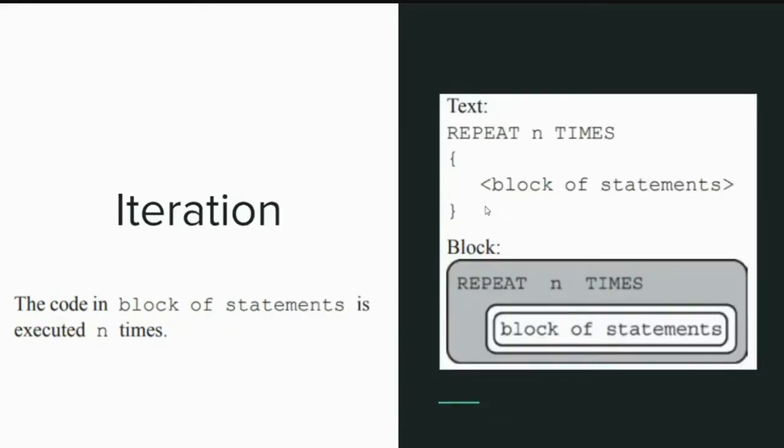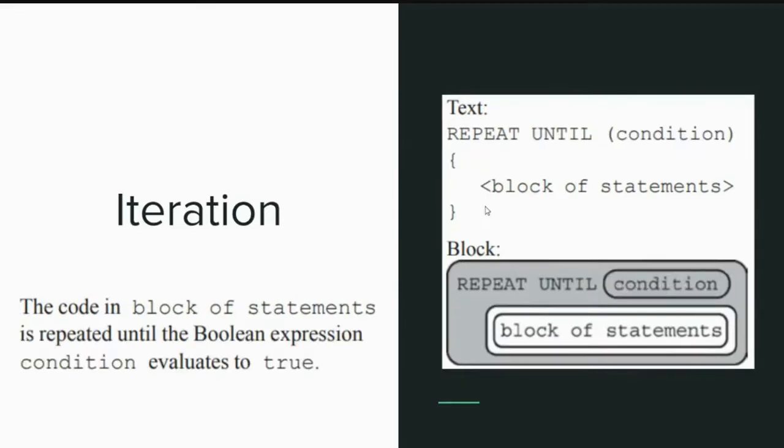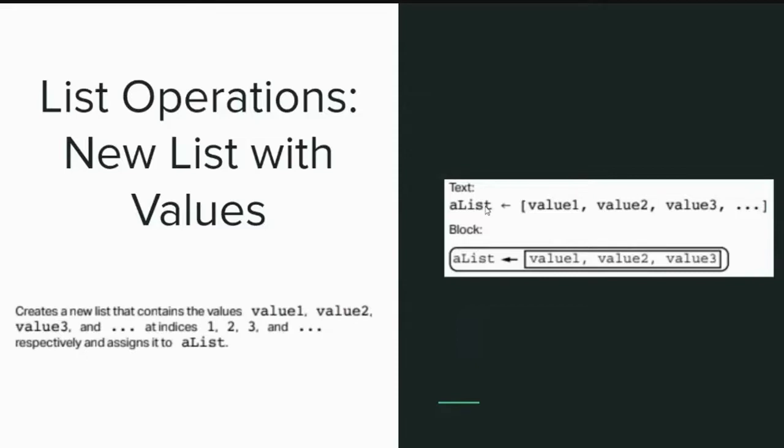Repeat n times: a blank number of statements. If there's something you want the computer to do 4 times, calculate 4 times in a row, you repeat 4 times, and then put in the statements that you want it to do. Repeat until: keep doing this block of statements until this condition is true. Once that's true, stop doing this block of statements. A list is where you create a list. So in my pseudocode, I say, okay, I'm going to make a variable. It's going to be called A list. And in it, I'm going to give it these values, value 1, 2, 3, and that will become the list.